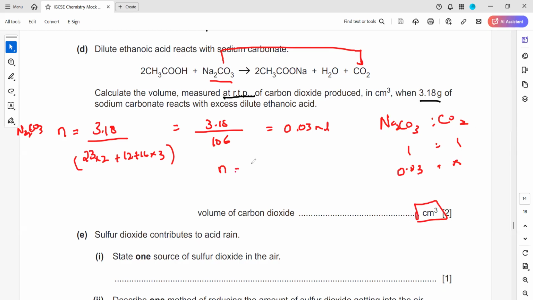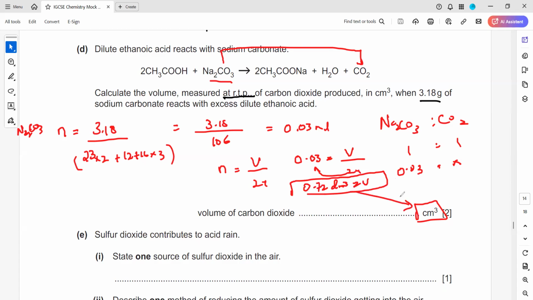For moles of a gas, the volume in dm cube divided by 24. That's for gases. So 0.03 equals volume in dm cube divided by 24. 24 is divided on the other side, multiply, so 0.03 times 24 is 0.72. But this is 0.72 decimeter cube, because whenever you use this formula, you get the answer in decimeter cube. You need it in cm cube. How to convert decimeter cube into centimeter cube? You multiply by 1000. So this will become 720 centimeter cube.